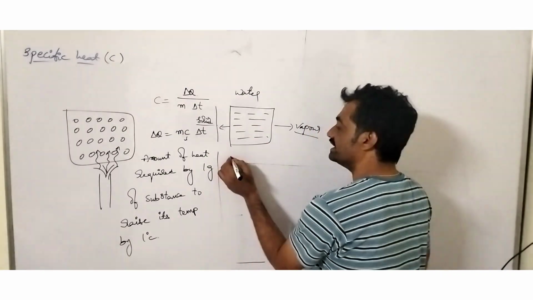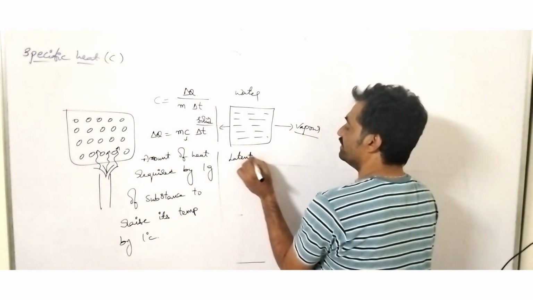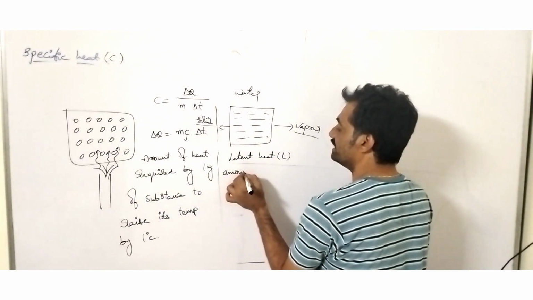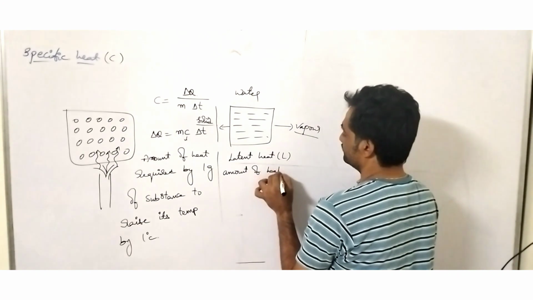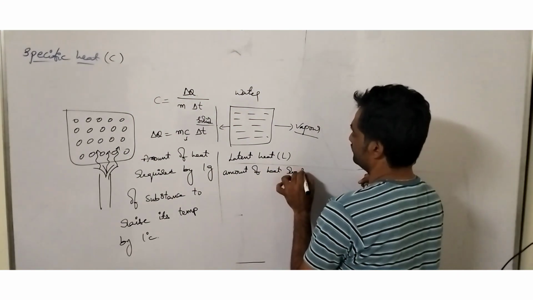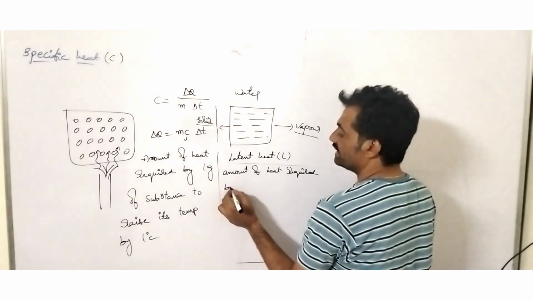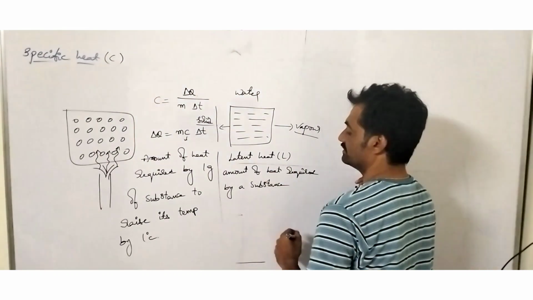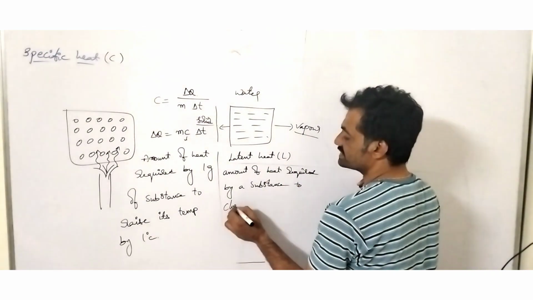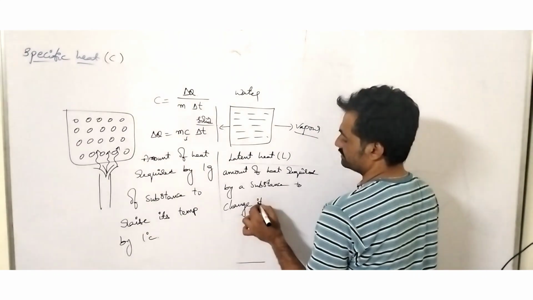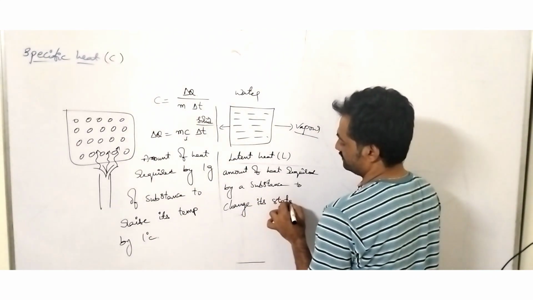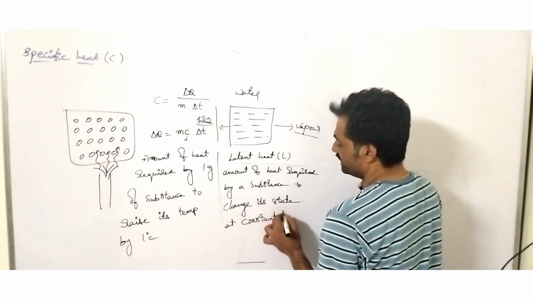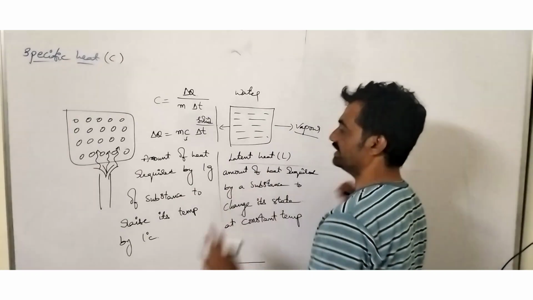Whereas we know that the latent heat is defined as the amount of heat required by a substance to change its state at constant temperature. At constant temperature is known as latent heat.